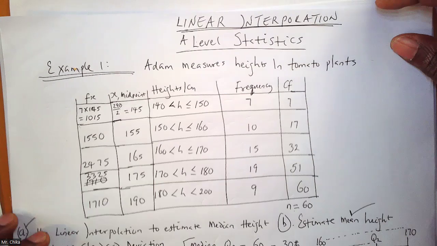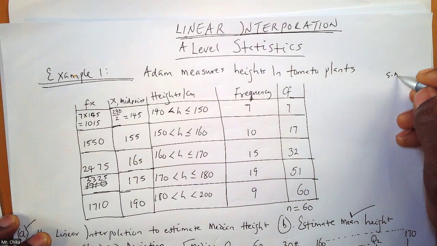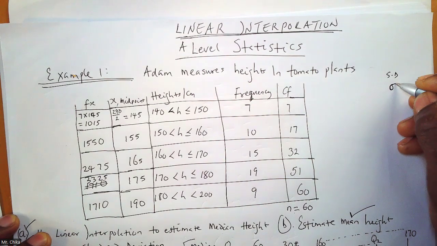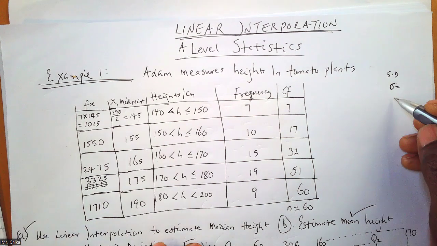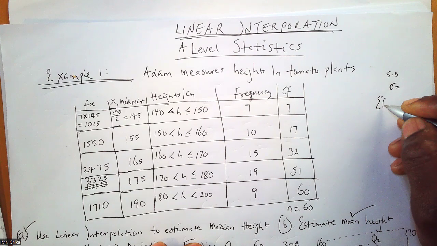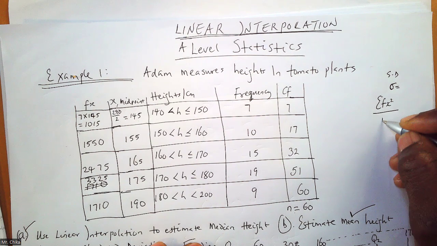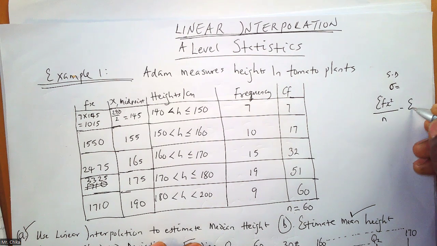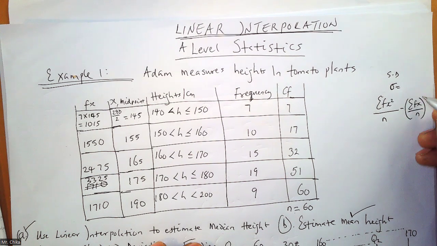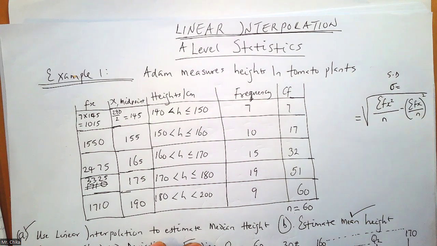At the corner here, I would say standard deviation, SD, denoted as that, will be equal to the square root of the summation of f x squared divided by n, take away summation fx divided by n, all squared. So that's our standard deviation.